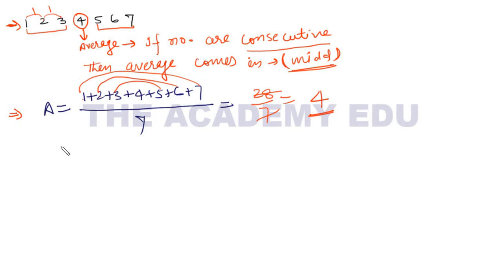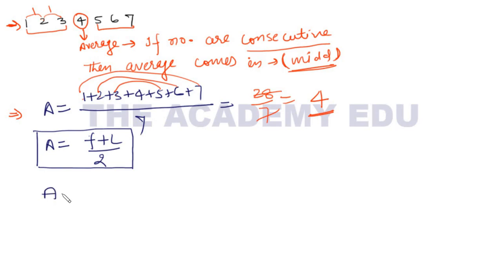If the numbers are consecutive, you can write the average is equal to first number plus last number upon 2. Right? The general formula of average is the sum of all the numbers, which I represent by Sn, where n is the total number. Here 1, 2, 3, 4, 5, 6, 7, so 7 numbers. So sum of all numbers upon total number. Right? This is the general formula of average. If the numbers are consecutive, you can write first number plus last number by 2.